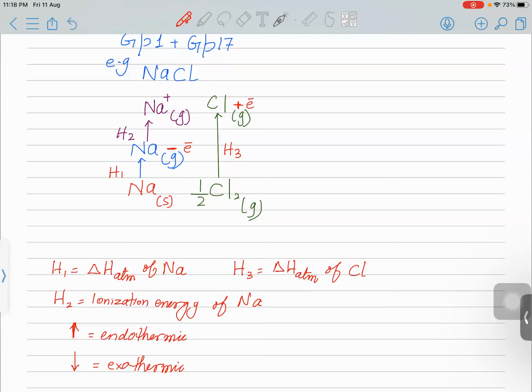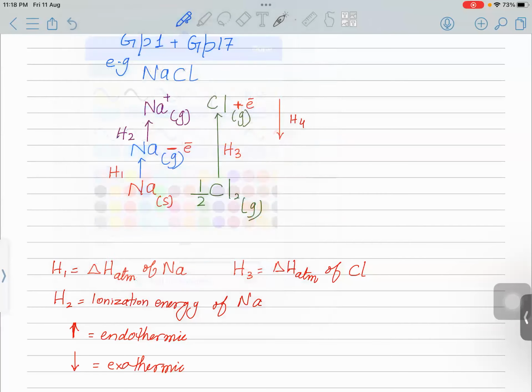Yes, sir. Whenever an electron is removed, this is called ionization energy, and ionization energy is required energy. But whenever you give an electron to any atom, energy is released. And such energy is called electron affinity. And electron affinity is downward because it is exothermic. This is H4.